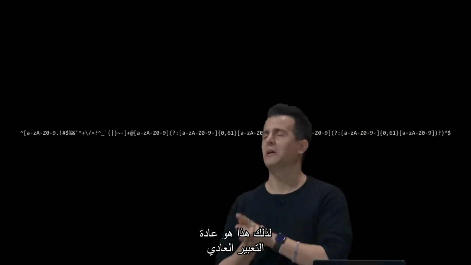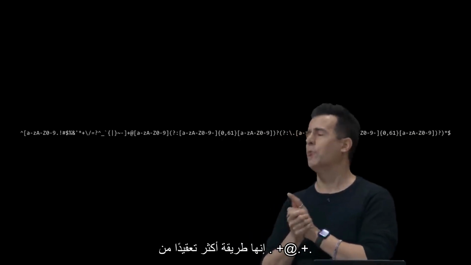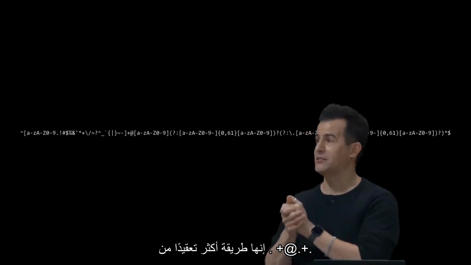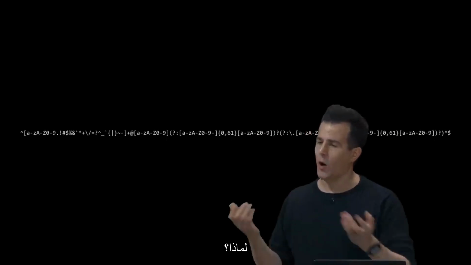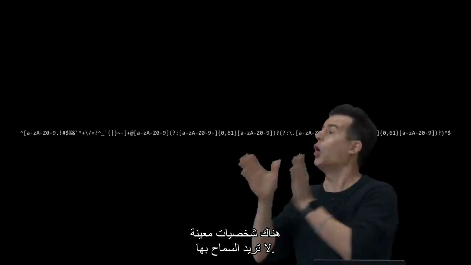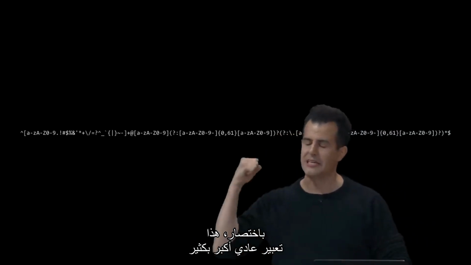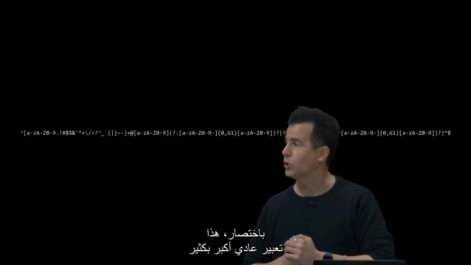As an aside, it does escalate quickly. So this is typically the regular expression that browsers nowadays use to validate email addresses. It is way more complicated than .+@.+. Why? Because you can't have an @ followed by just .edu, or you can't have, there's certain characters you don't want to allow. There's certain characters you do want to allow. So long story short, this is a much larger regular expression that is more correct when it comes to valid email addresses.